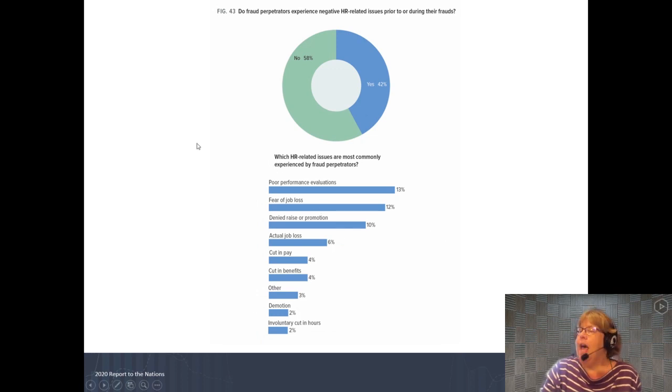42% of fraudsters had some type of negative HR experience during their fraud. This includes poor performance evaluations and fear of job loss at 13 and 12, denied a promotion, actual job loss, or a cut in pay. So all these things help build that justification that we talked about in the fraud triangle and some of the other models.